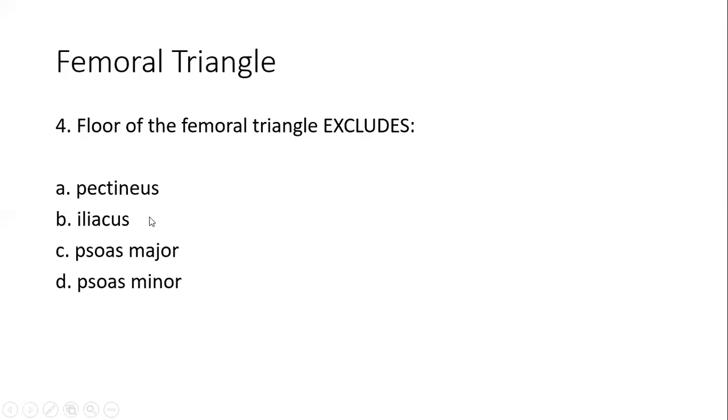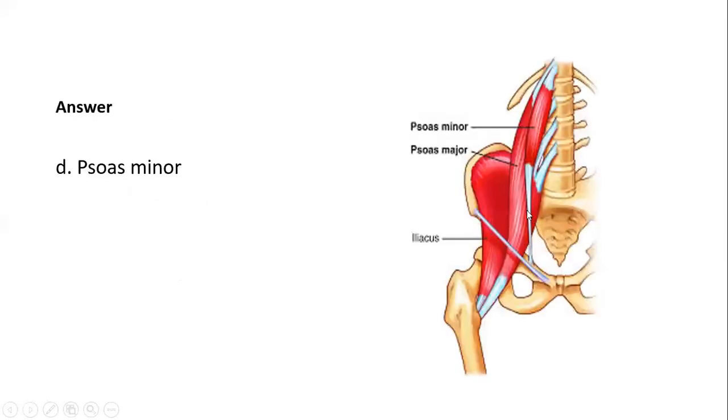You will apply the strategy of excluding the right options, or true facts related with the floor of the femoral triangle. So pectineus, iliacus, psoas major. All of these muscles more or less form the floor of the femoral triangle except psoas minor. Now most of you will be confused: how come pectineus and why not psoas minor, because psoas minor is actually accompanying psoas major. For that, look in the diagram.